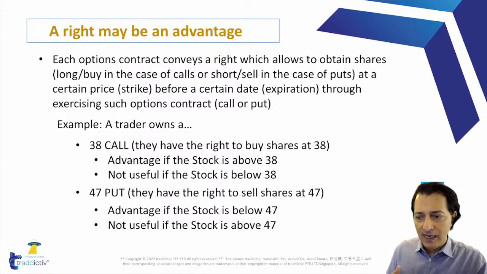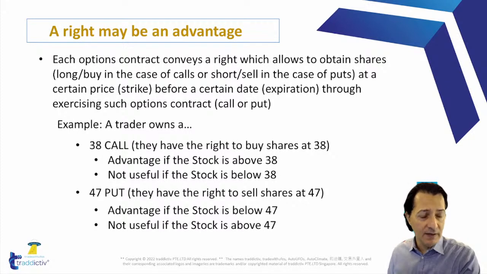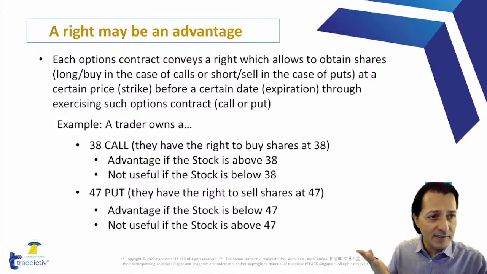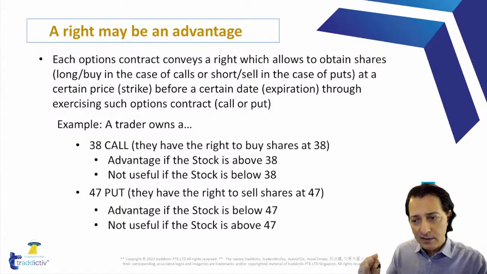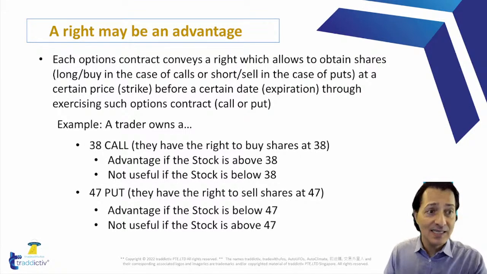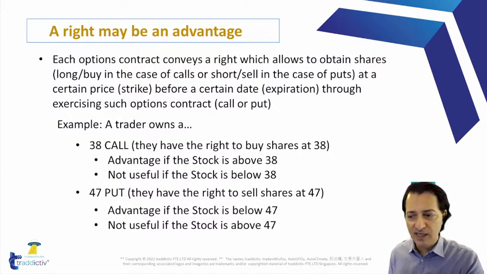So let's say you own the 38 call. Because it's a call, you have the right to buy shares of that stock at 38 if you exercise the call. That's an advantage if the stock is above 38. Let's say the stock is trading at 50 and you have the 38 call. Let me repeat: you have the right to buy the stock at 38 while the stock is actually trading at 50. That's an advantage. You would collect $12 in profit, which is the difference between 50 and 38. You have an advantage of $12. Therefore, there is intrinsic value.